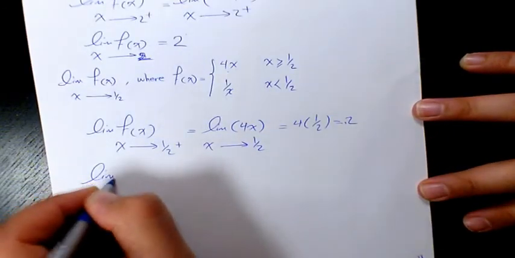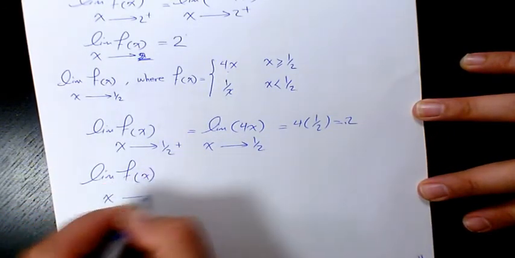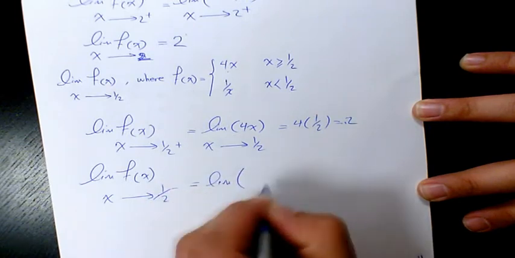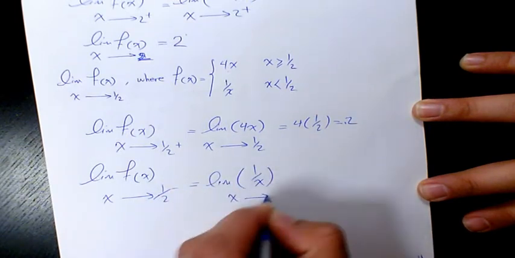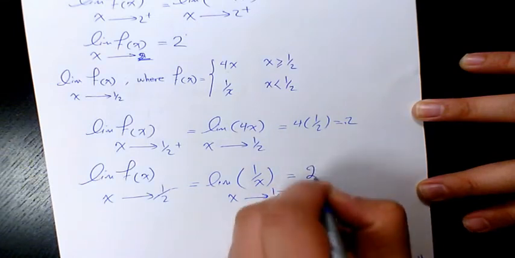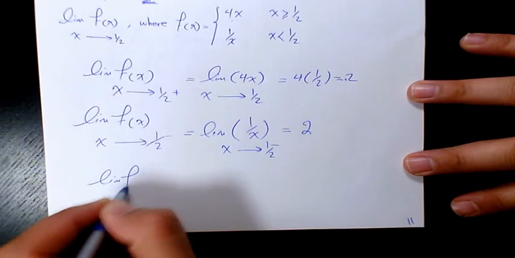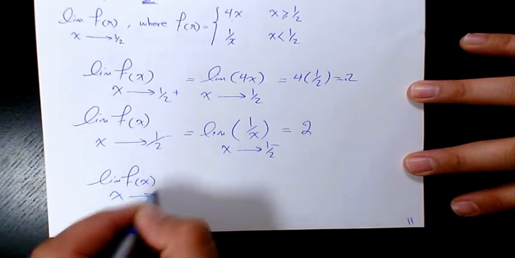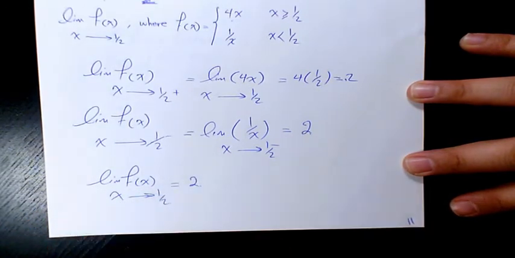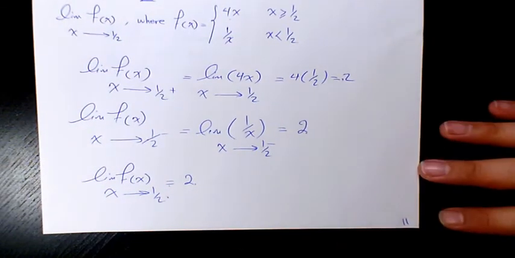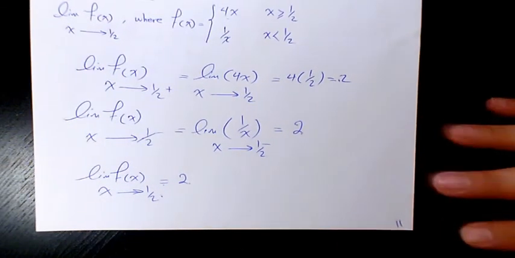And the limit of f of x as x approaches 1 over 2 from the negative side is the limit of 1 over x. That's going to be 2 as well. So the limit of f of x as x approaches 1 over 2 is going to be 2. That exists because the right and left limits are equal to each other.